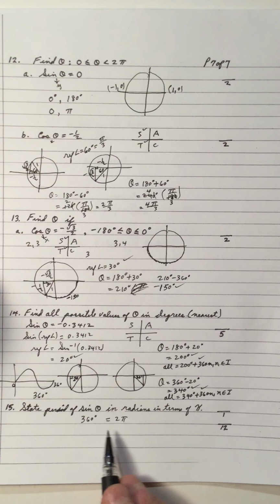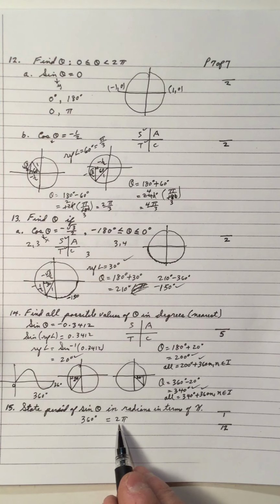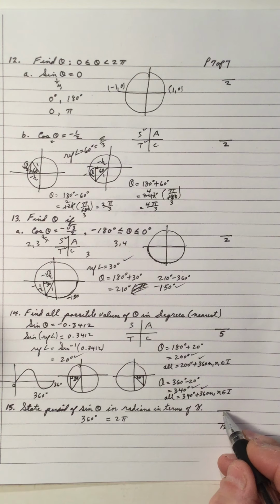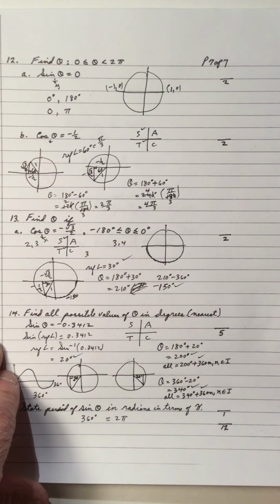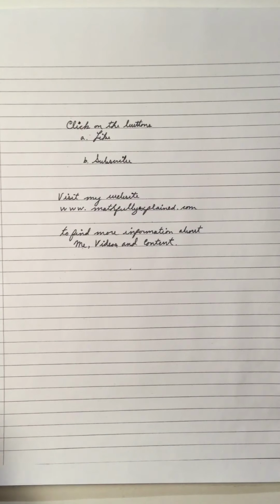The period of sine and cos is 360 degrees. Every 360 it repeats. But in terms of radians, it's 2 pi. Give yourself a mark. 12 altogether. Total up the page. Hope you have everything going well.